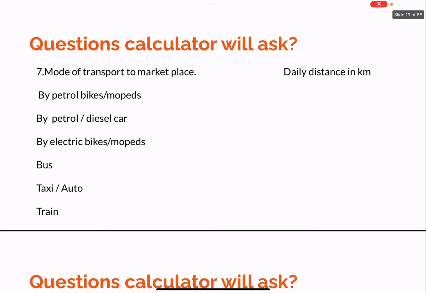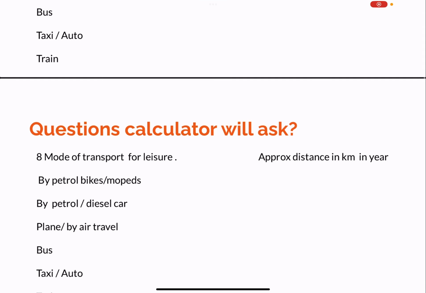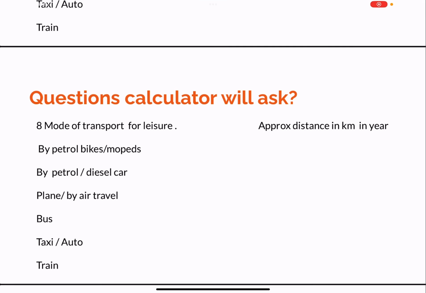The user might also be traveling for leisure. In that case, he might be taking a plane, or he might be traveling by his own car, or by a taxi, or by train, whatever. Okay, there also it is important for the calculator to ask what is the mode of transport and approximately how much distance is covered by the user for leisure, and it could be annual data. Okay, how many kilometers a person goes for outings in a year, right, in kilometers.